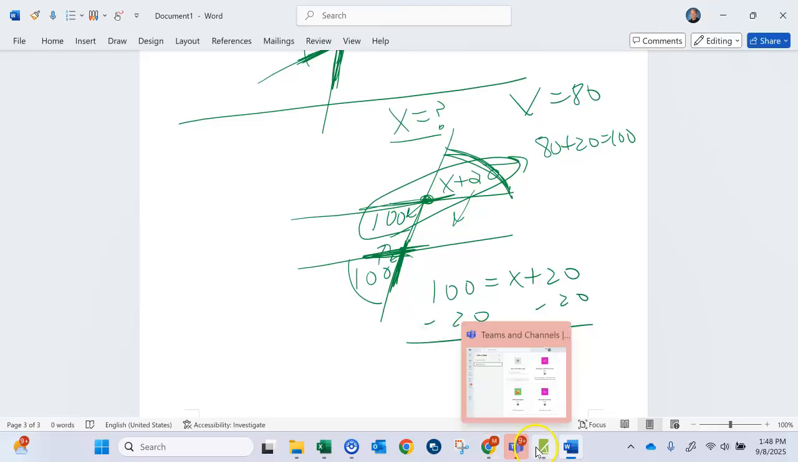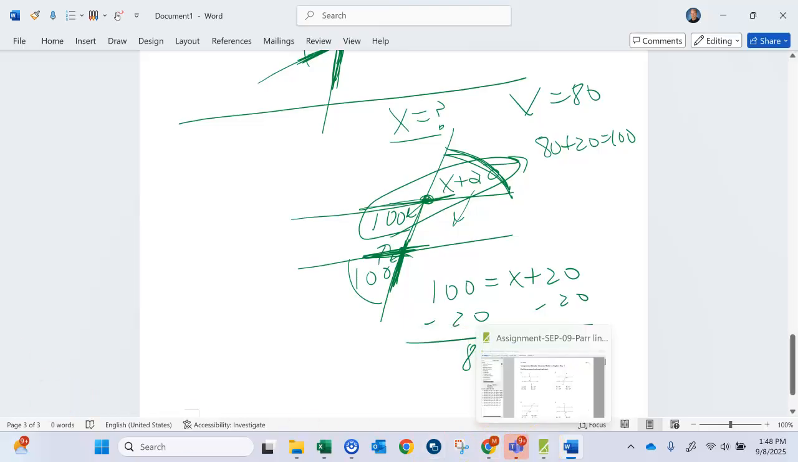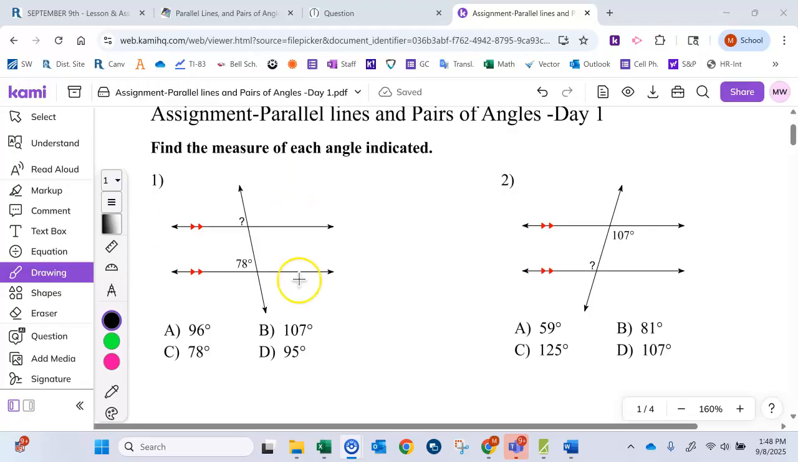So if you want, let's go to the assignment. Here's your assignment. So go ahead and try number 1 and also number 2. And then pause the video, and then I'll go over the correct answer with you, okay? So go ahead and try those, and then see if you get the same answer as I do.